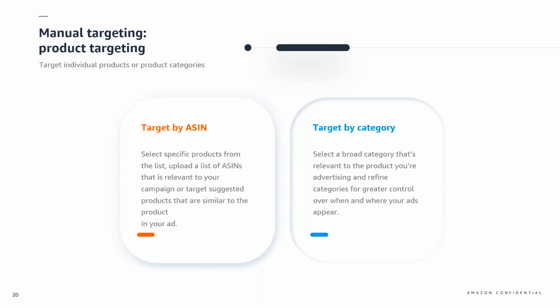You can also choose to target by category. In that case, you will select a broad category that's relevant for the product you're advertising, to allow your ad to be shown to customers browsing any ASINs inside that chosen category.